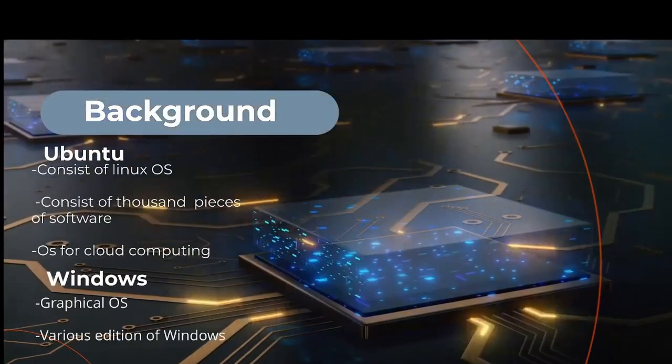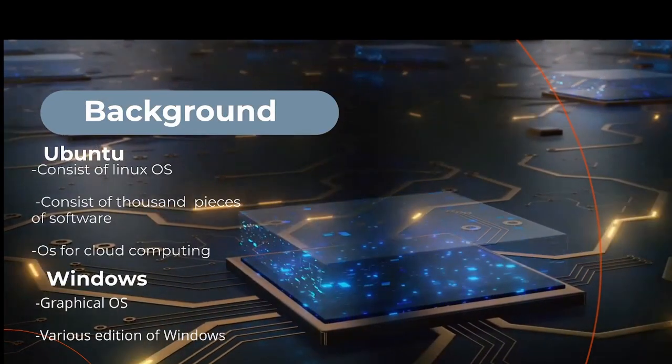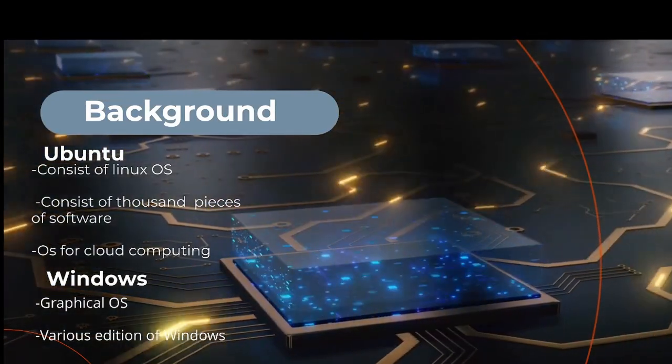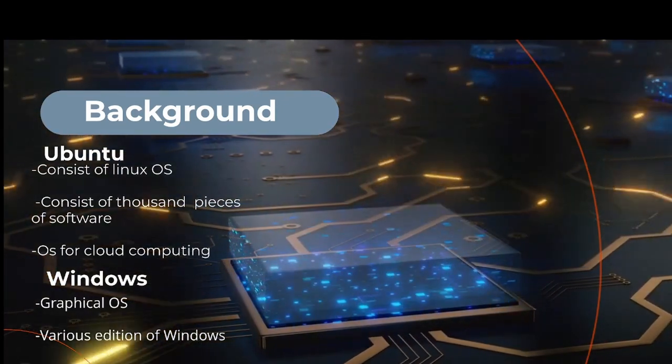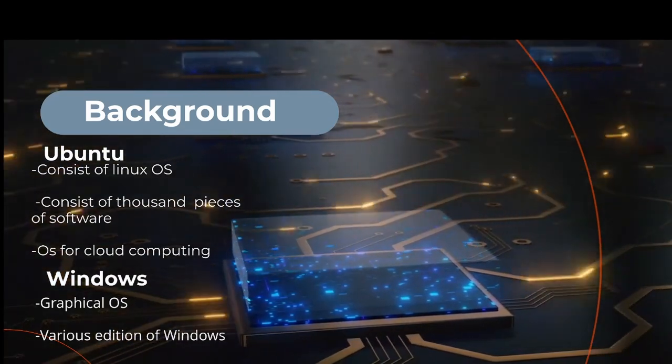For Ubuntu operating system, it consisted of Linux operating system. It was first initiated in October 2004, named Warty Warthog, version 4.10, and it is built on the architecture and infrastructure of Debian, an operating system and an open source software. It provides services to both community and professional support.